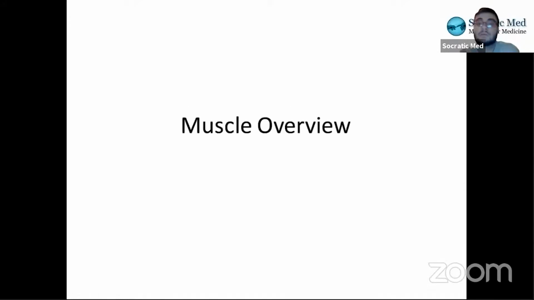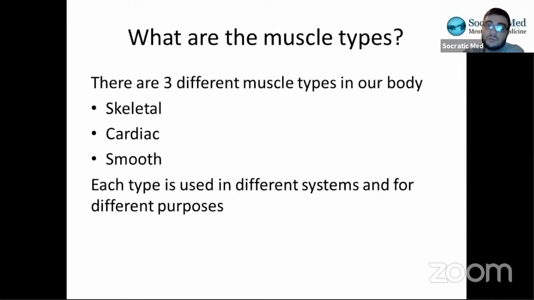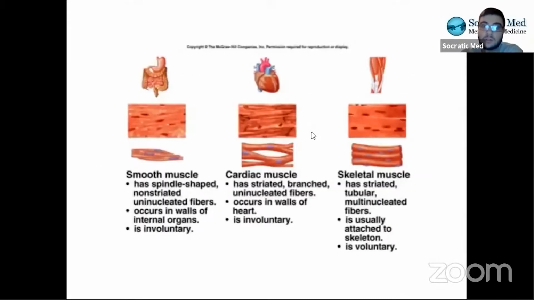Firstly, we're going to do a general overview on muscles as a whole. So what are the different muscle types? There are 3 types in our bodies. There's skeletal, cardiac, and smooth. Each type is used in different systems and for different purposes. Like I mentioned, today we'll be mainly focusing on skeletal, as the other 2 will come up in other lectures. But I want to show you what the difference is between all 3.